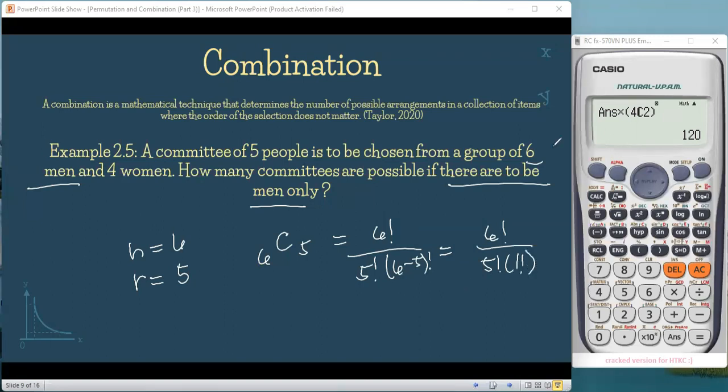So calculator po natin. That is 6 factorial divided by 5 factorial times 1 factorial. Or that is simply 6. So try po natin yung dire-diretsyong calculator. So that is 6 or the combination of 6 taken 5 at a time. So that will give us still 6.